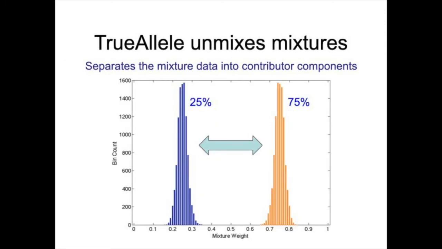TrueAllele unmixes mixtures. In a case like this, it might find, as it separates the mixture data into the different contributor components, the major that's 75% and the minor that's 25%, and works out their genotypes. Here's another picture from the TrueAllele interface that shows that separation into the different components. That's all worked out from the data. We don't tell any of this to the computer. It does it all by itself.